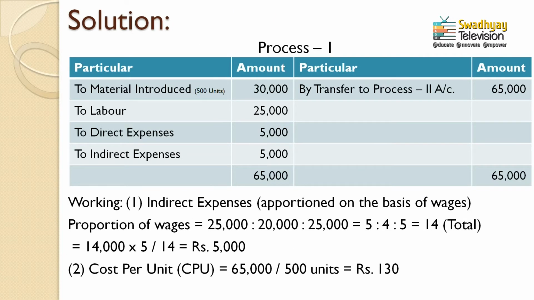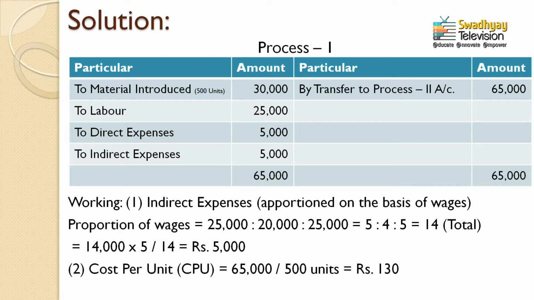So now we will find out the proportion of all these three wages, and it comes to 5:4:5. So the proportion of the wages for all the three processes is 5:4:5, and their total comes to 14. Now this 14,000 rupees of indirect expenses will be distributed between all the three processes on the basis of this proportion. The proportion is very clear, 5:4:5, and the total is 14. So now 14,000 multiplied by 5 divided by 14 comes to rupees 5,000.